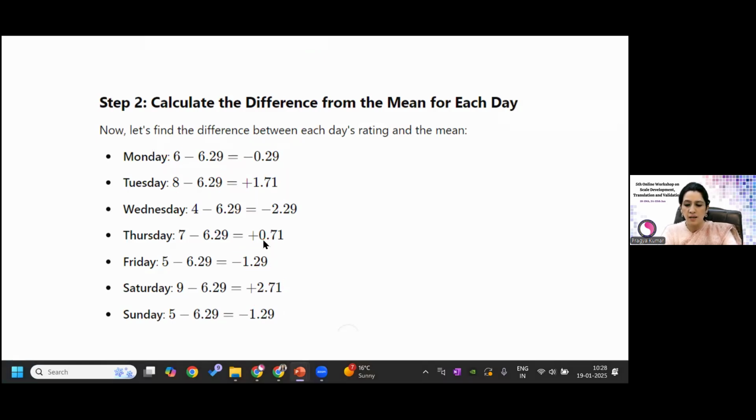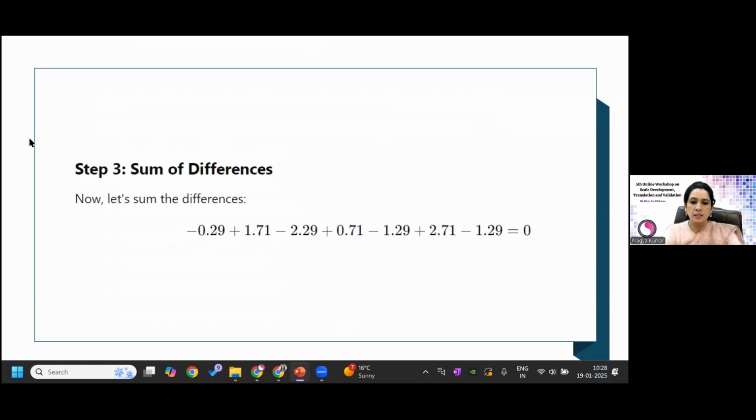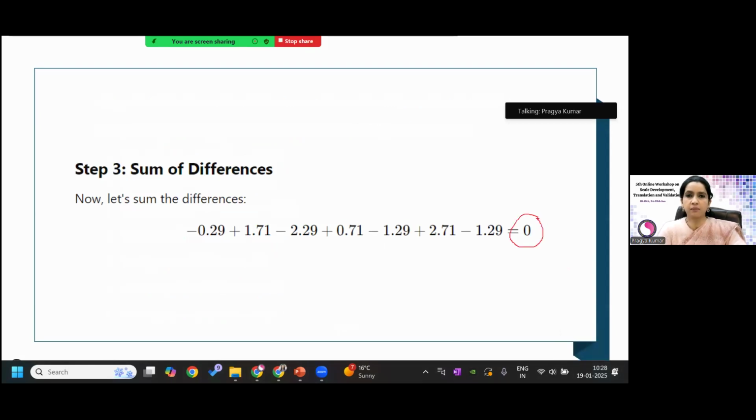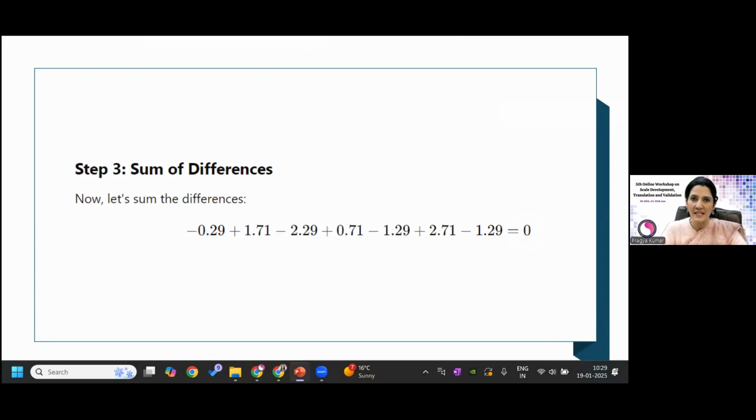Now if you just add all these differences, you will see that it will come to 0. So that is just the mean deviation, but we want to know the variance. How do we calculate it statistically? We just square it. Why is there a 0? Because the negative and positive values cancel each other out. That's why you will find a value of 0.